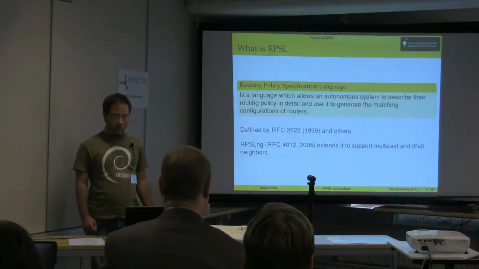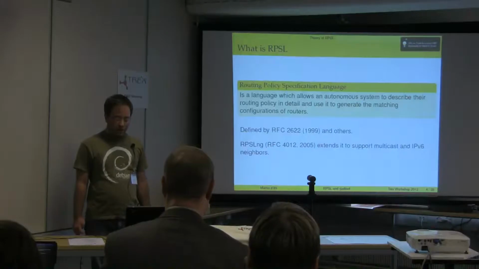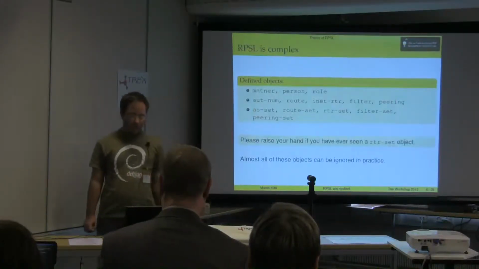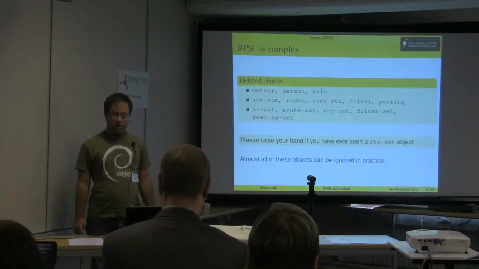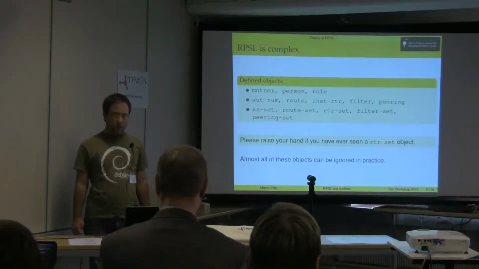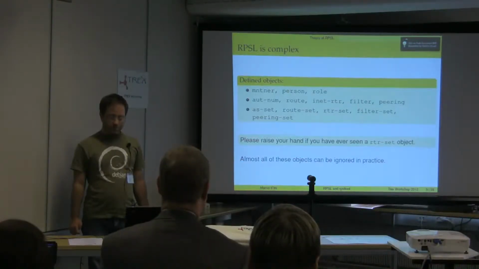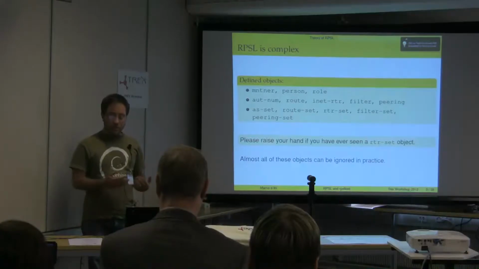The whole RPSL language can specify an entire configuration for an autonomous system. On the other hand, RPSL is an old protocol. It is very, very complex. It was invented at the time when it was thought to be a good idea to try to define your network, trying to describe your network configuration in an abstract way.